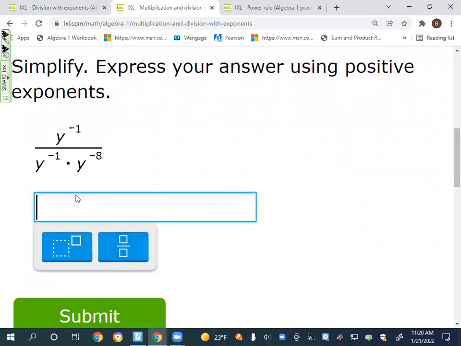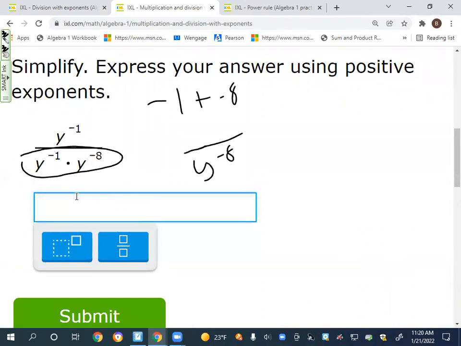So what would I do first here? Add the bottom. Add the stuff that is together on the bottom. A -1 and a -8 give me a -9 on the bottom. Oops, I put 8 and a 1. Okay, now it's a division problem. So what do I do to those two exponents?